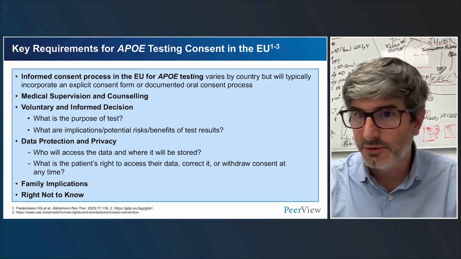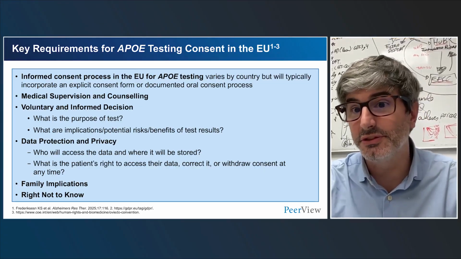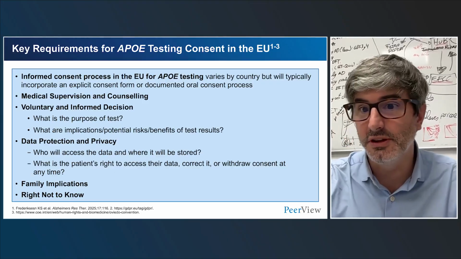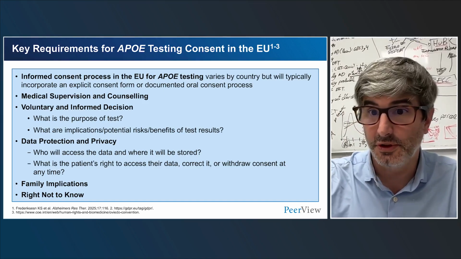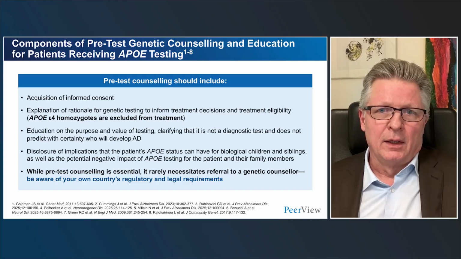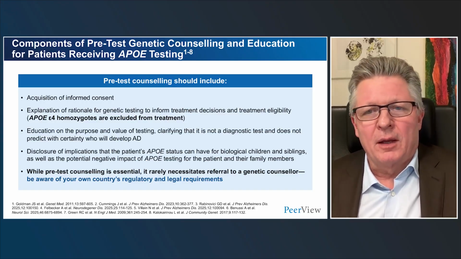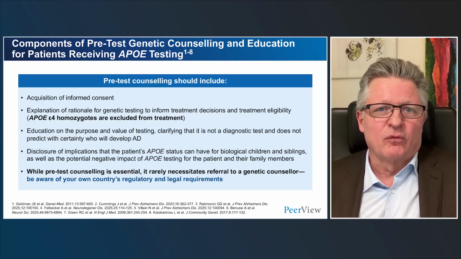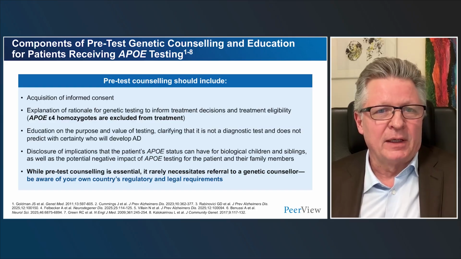Yeah, certainly in Spain it is the same, and the process is much more strict in people at risk than in those with symptomatic Alzheimer's disease, with very clear implications for the diagnosis, prognosis, and treatment, as we are discussing today. So, what are the important pieces for pre-test genetic counseling in the context of APOE testing?